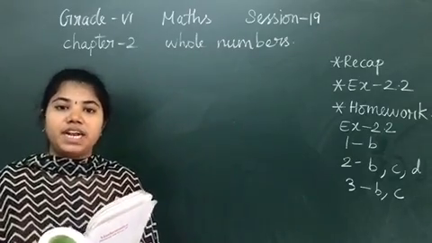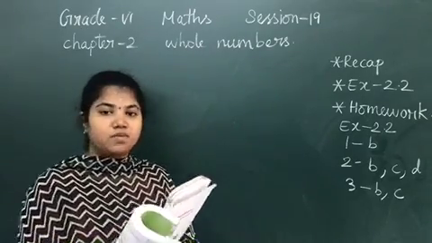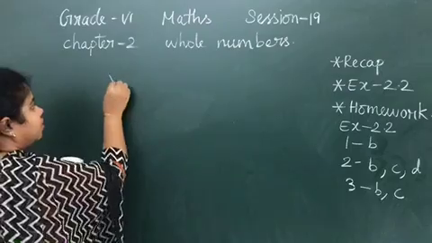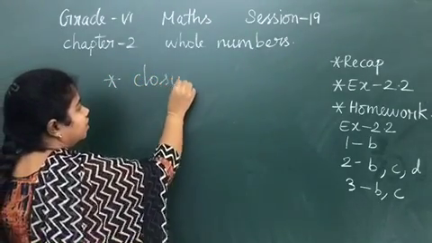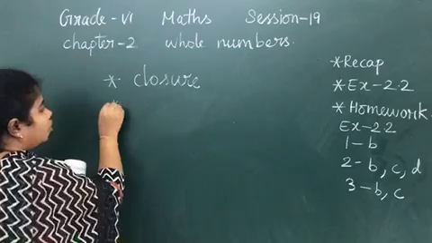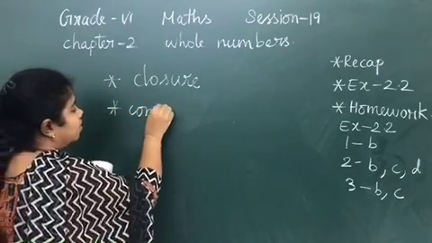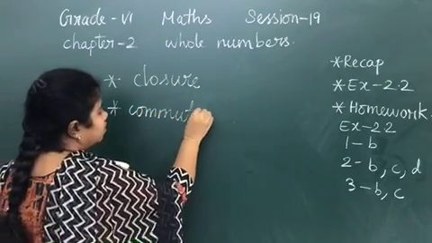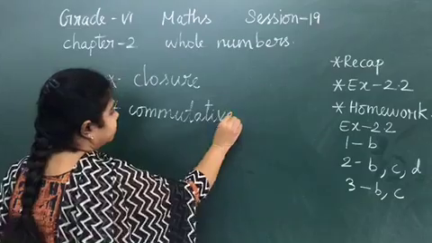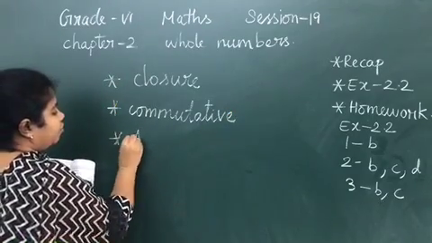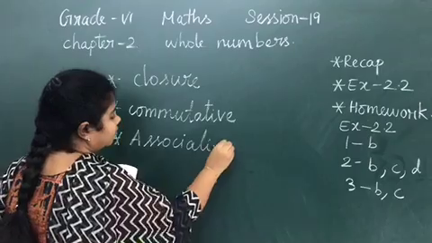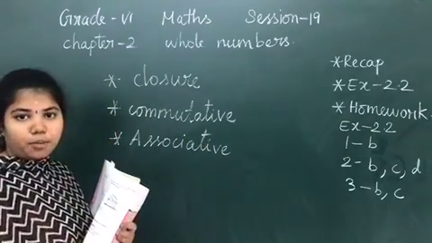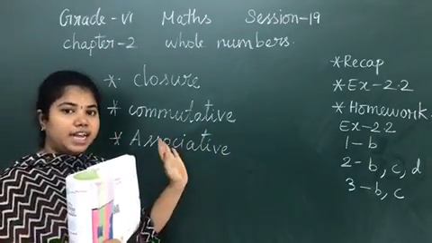In the previous session we dealt with properties of whole numbers. What are the properties we have seen in the previous session? We have seen the closure property, the commutative property, and the associative property. Yes, these three properties we have already completed.